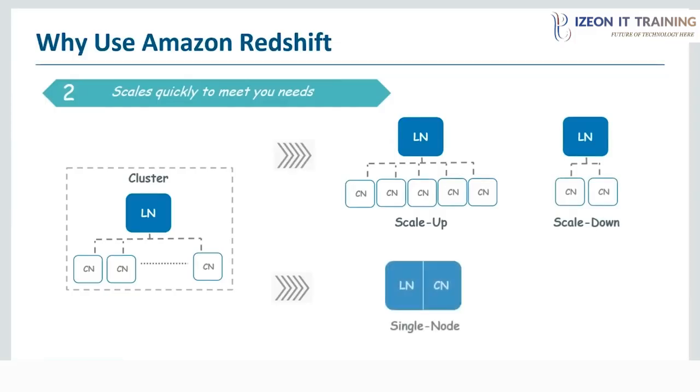Alternatively, we have something called single node and multiple node. In a single node cluster, one node takes the responsibilities of both leader and compute functionalities. And the multi-node cluster contains one leader node and a user-specified number of compute nodes. So suppose you want to resize your cluster and you are using a single node cluster, then you can change from single node cluster to multi-node cluster. Similarly, you can change from multi-node cluster to single node cluster when needed. So that's how easy it is to scale up and down in Amazon Redshift.